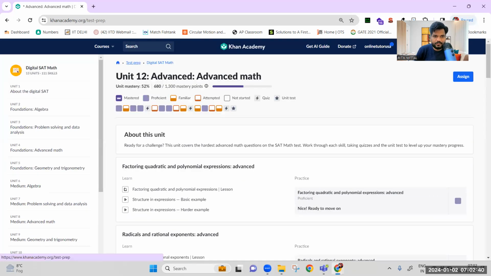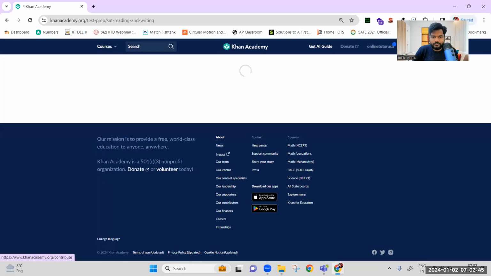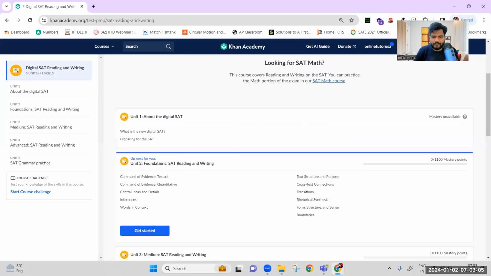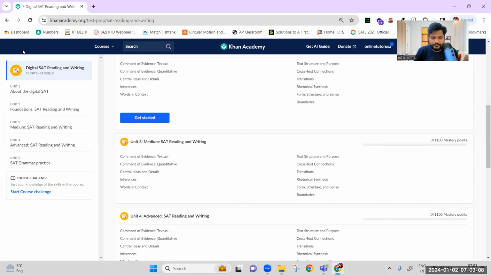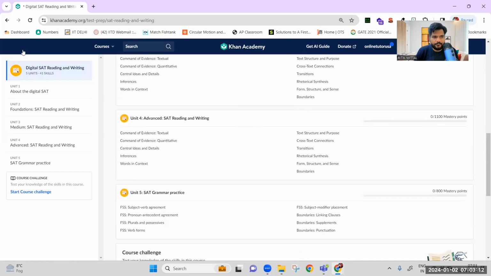Likewise, let's discuss the digital SAT ELA or reading and writing section too. So when we go to the reading and writing section, here you will be seeing a total of 5 units instead of the 13 units which were earlier a part of digital math. Again, unit number 1 is basic information about the digital SAT, like what exactly the digital SAT is and how to prepare for it. Then unit number 2, 3, 4, 5. Unit number 5 goes for the grammar practice.